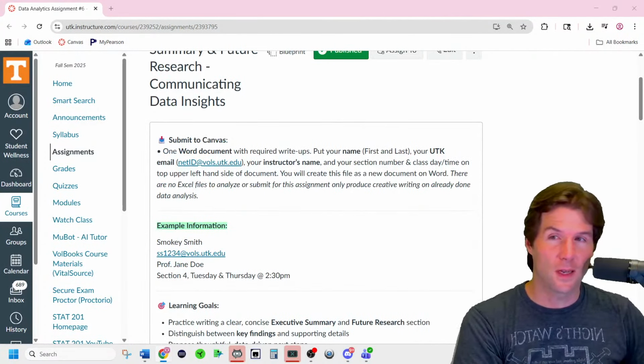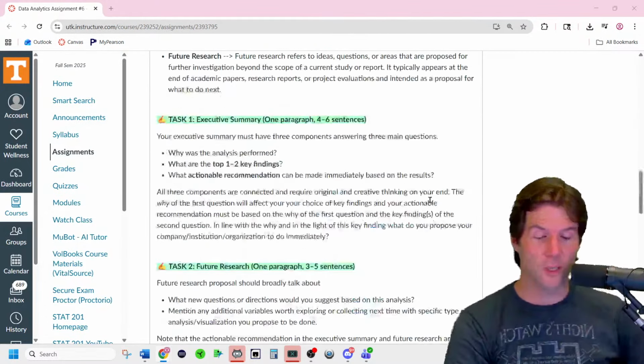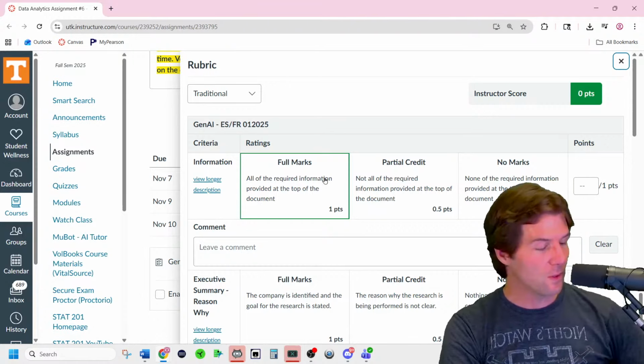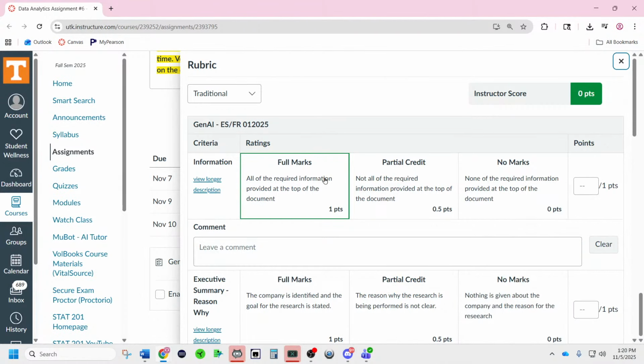The tasks are listed out for you, and I always suggest looking at the rubric to see how you're going to be graded. So you go down here, you preview the rubric. You can enable self-assessment. What? I think that's for me as the educator. Like, Brian, please click that button. We'll grade ourselves. We'll be very thorough. And you look at your information on here.